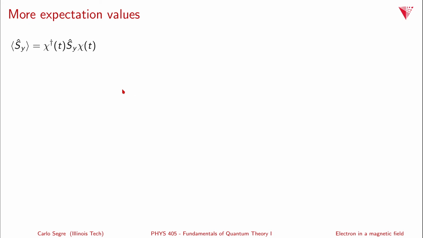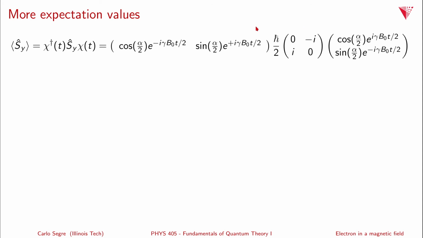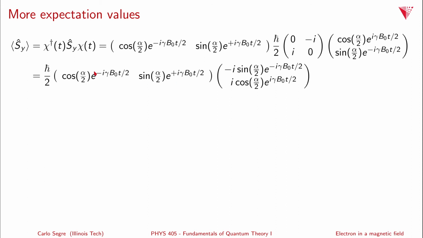We now do the same calculation with S sub y. And now we put the S sub y matrix in, which is h bar over 2, 0, minus i, i, 0. And we apply it to chi of t. So we get h bar over 2, and then we have the transpose of chi of t here. And on the right side, we get a column vector, which is minus i sine alpha over 2 e to the minus i gamma b sub 0 t over 2, i cosine alpha over 2 e to the i gamma b sub 0 t over 2.